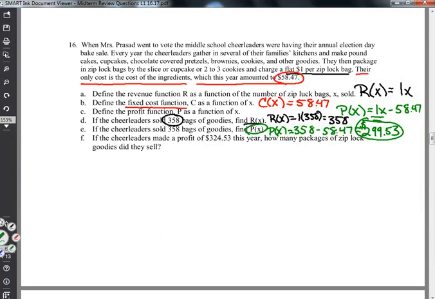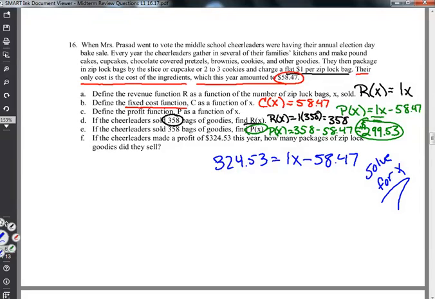And the last one says, if they made a profit of that much, find out how many Ziploc bags they sold. So if I know the profit was this much, I don't know how many Ziploc bags they sold, and this is not changing my fixed cost, then I would just solve. So I'll let you do that on your own and see if you can check with the answer key.